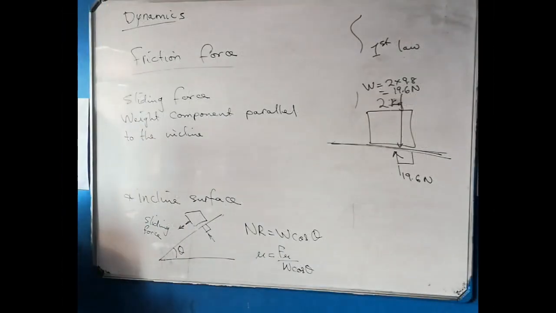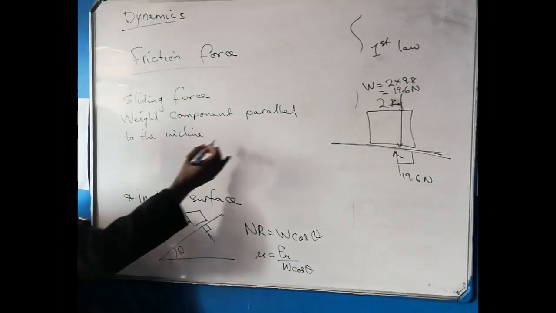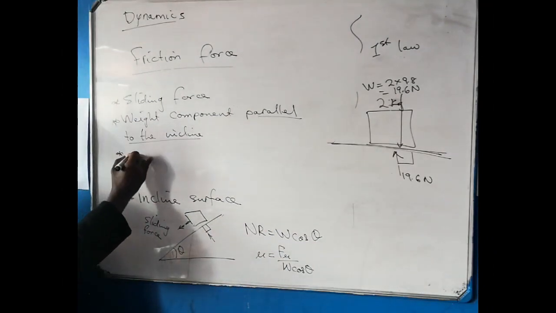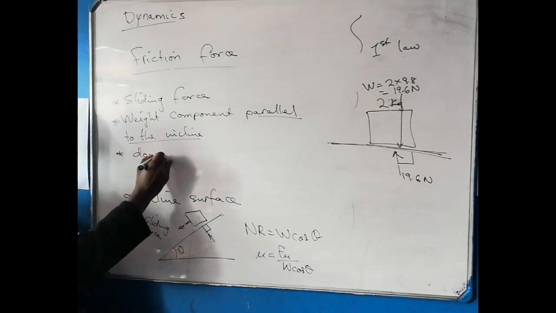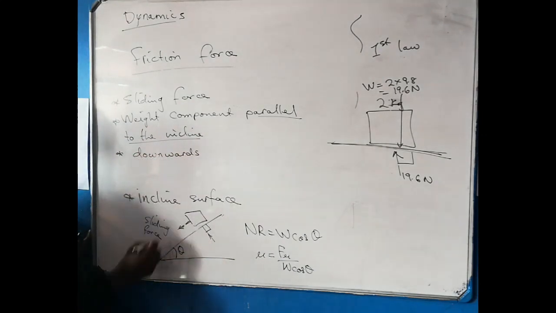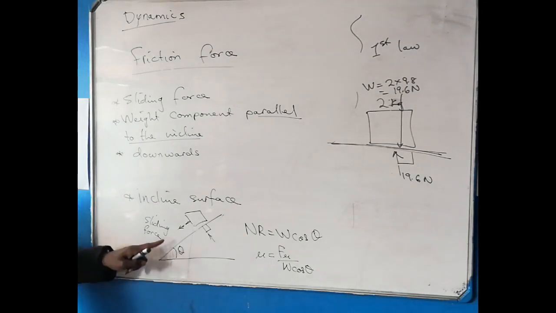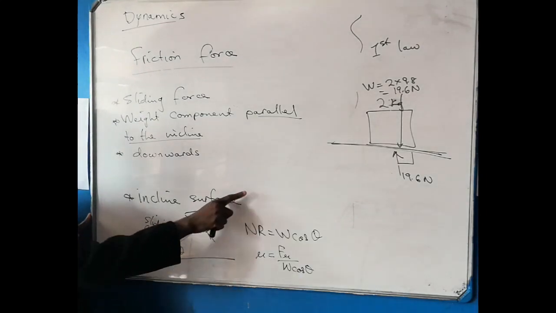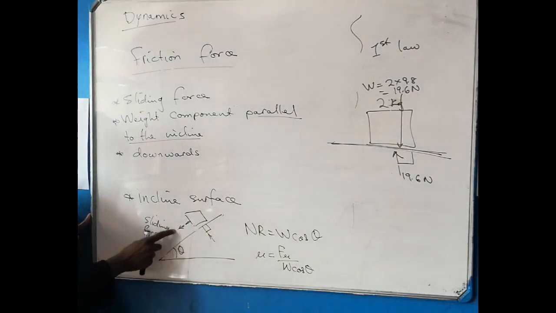The incline. It is the weight component parallel to the incline, and this force is always acting downwards. It is sliding downwards. It is a force going in the downwards direction. Therefore, if you wish to push the object upwards, then you have to overcome this sliding force which is acting in the other way, as well as you need to overcome the what?